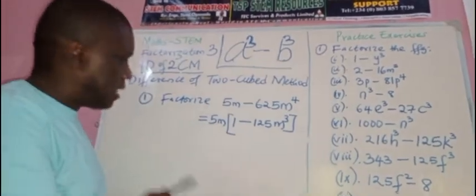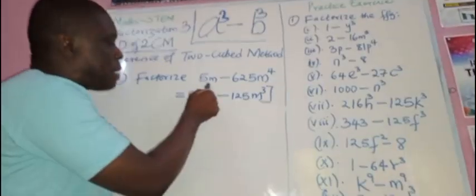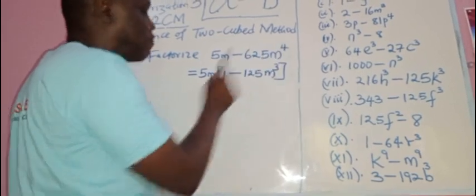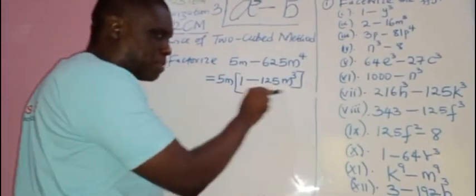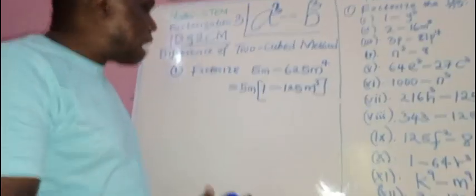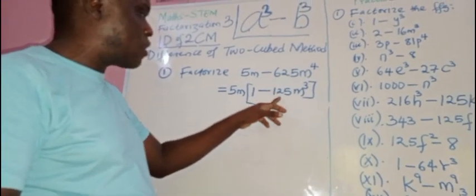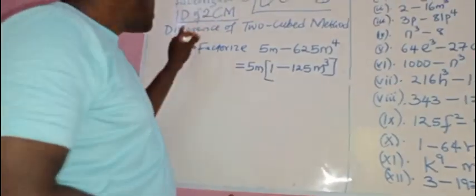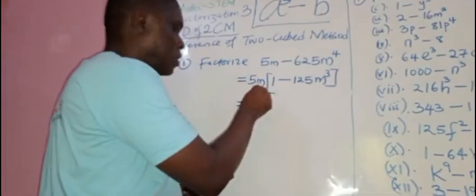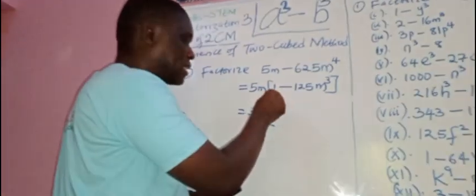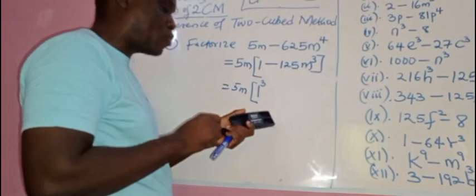As you can see clearly, this 5m is a common factor between this 5m and this 625m raised to the power 4. Now, you need to look further. You need to look inward. Look at what is in the bracket. The terms inside the bracket, 1 and this 125m raised to the power 3, does it conform to the difference of 2 cubes? Yes. This one can be raised to the power of 3. So this is 5m. This is 1 raised to the power 3, because 1 times 1 times 1 is 1.